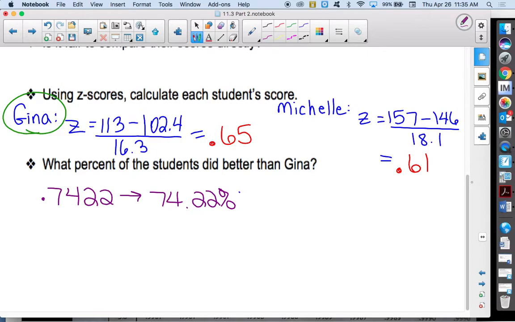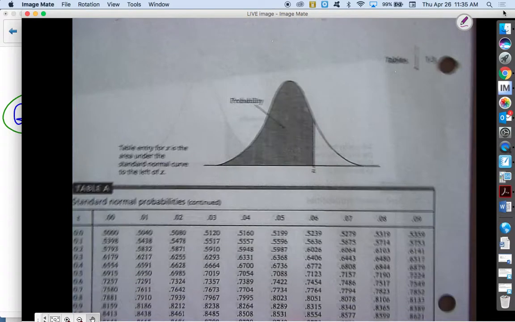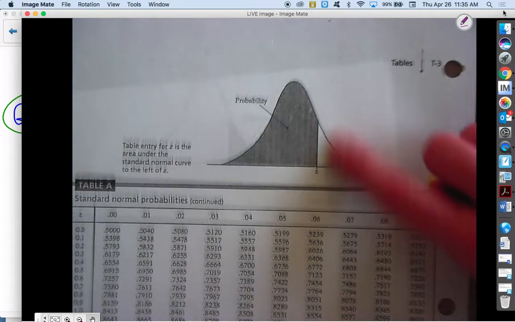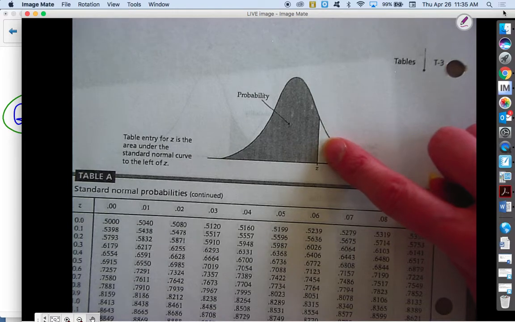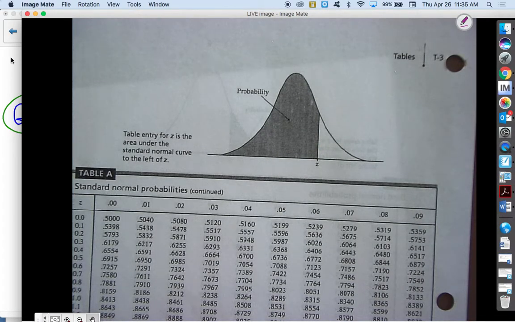Is this the percent that she did better on, or the percent that did better than Gina? She did better. Right, so this is the percent that she performed better than, because in the chart, it's shaded to the left. So if this little X represents Gina, that's the amount that she performed better on the test. She performed better than 75% of her peers, rounding it. But we want to know what percent performed better than her.